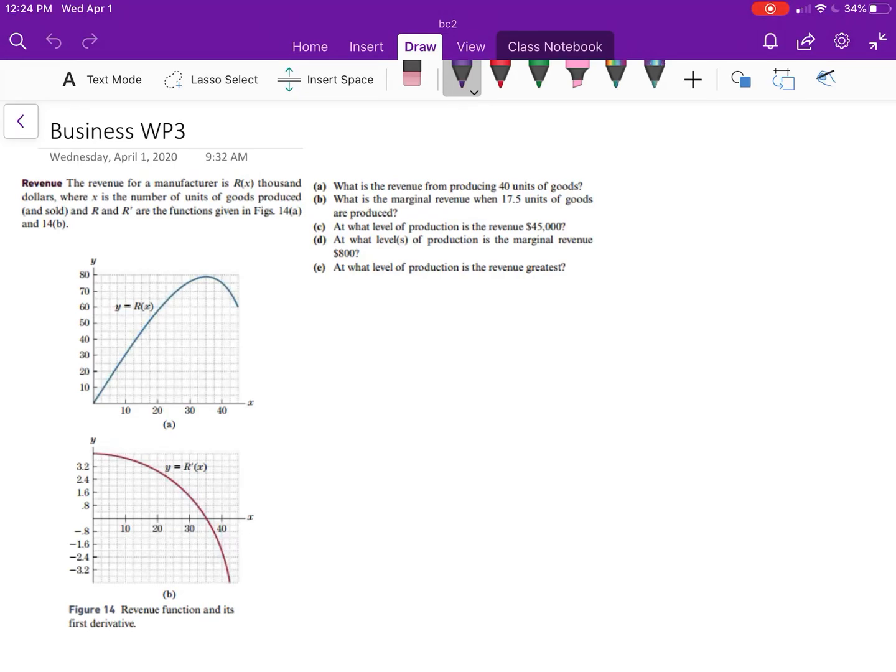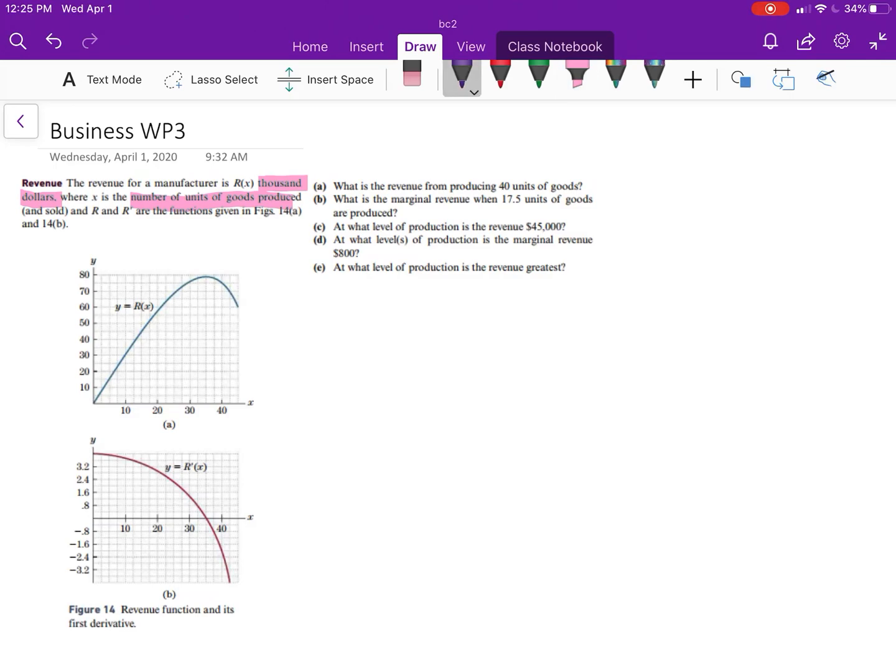Okay, in this last video for the applications of business and economics problem, we're going to look at this revenue function in a graph and its derivative, which is the rate of change, graphing the way that the change is happening in the original function. So x is the number of units of goods produced and sold. R of x is in thousands of dollars. Those units are important when you're looking at these. So R of x is in thousands of dollars, and x is the number of units produced and sold.